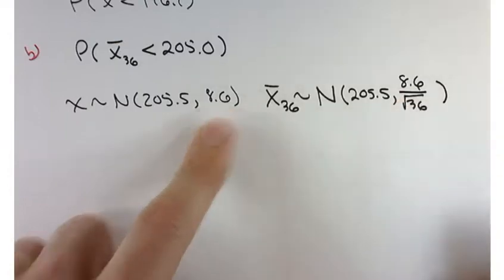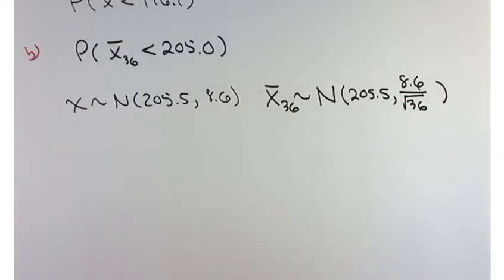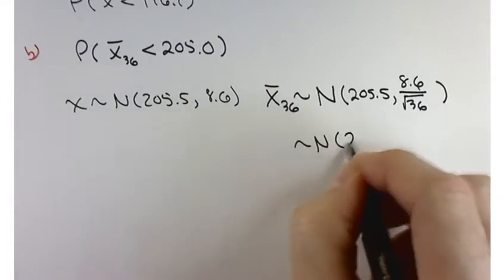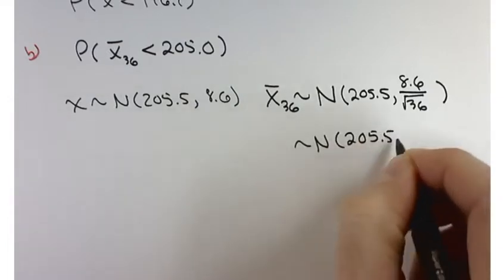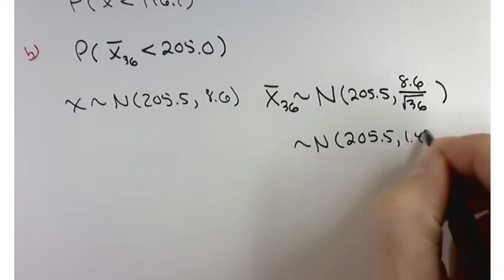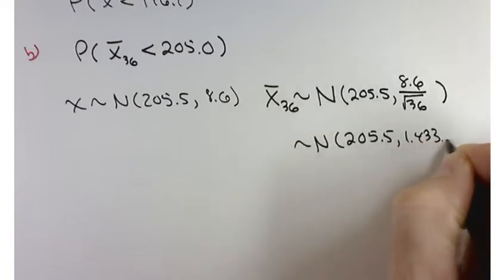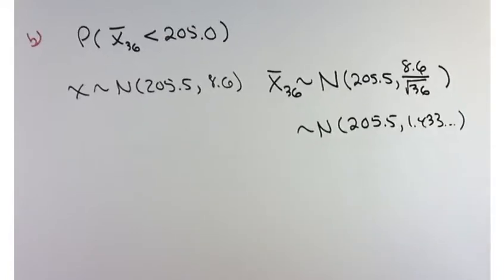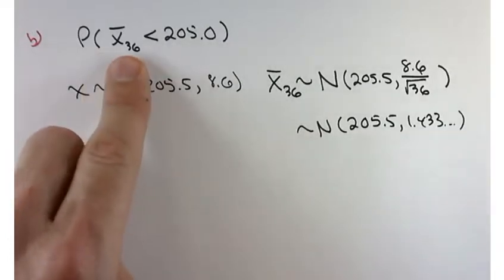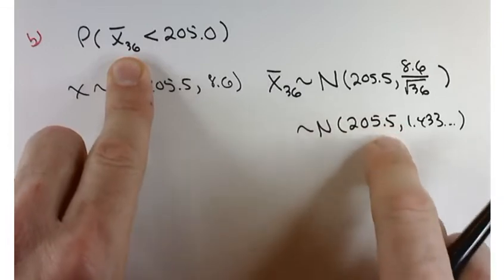Square root of 36. So this is the absolute key in the second part. You have to see that we need to apply the central limit theorem. So approximately 205.5 and 8.6 divided by 6. Thank you. 1.433, etc. So we're going to work with this distribution now. We want to find this probability based off of this distribution.